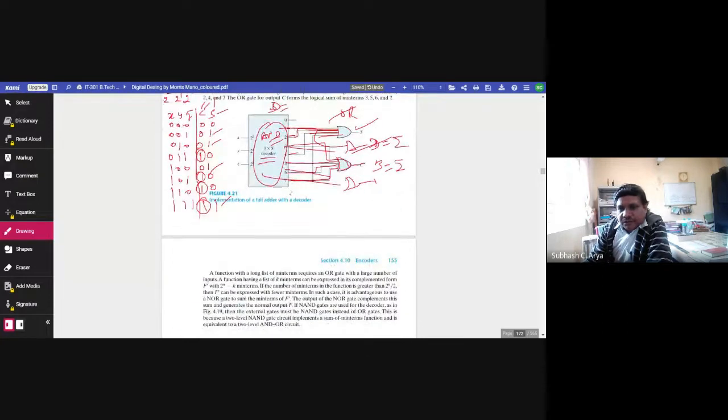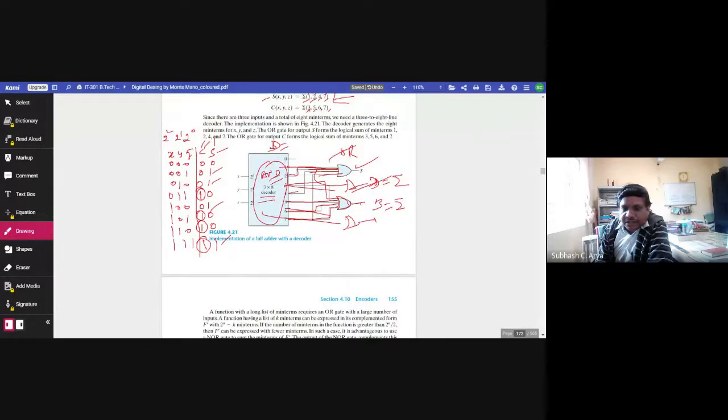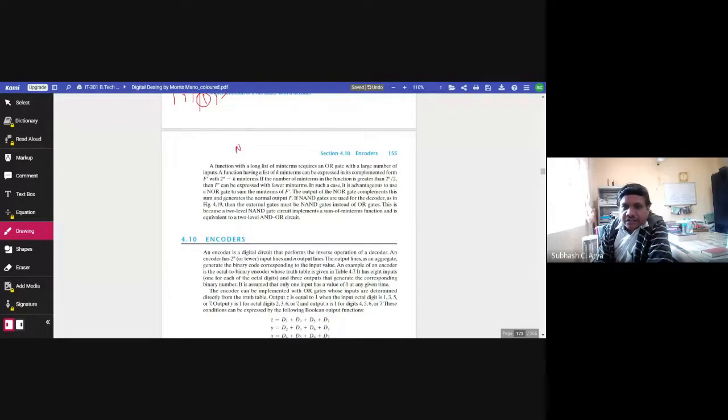So this is one thing. Sometimes we are told to realize a full adder or half adder with the help of a 3 to 8 line decoder and NAND gates. Instead of the OR gate, which we are realizing in this case, if I tell you to use a NAND gate, then at that time, the logic available here should now be a NAND gate here.